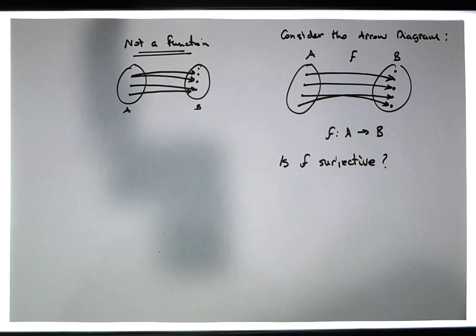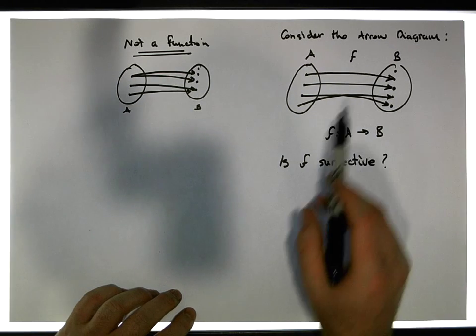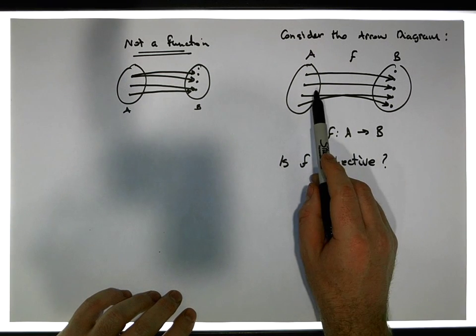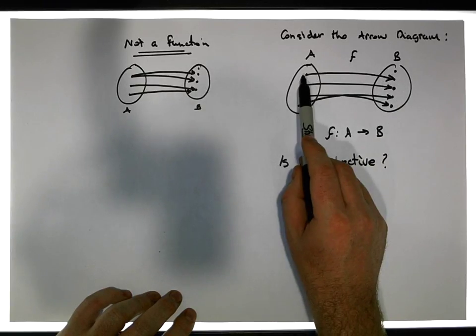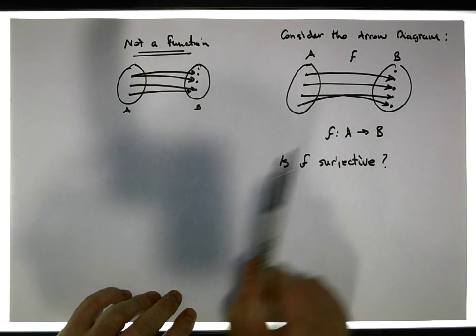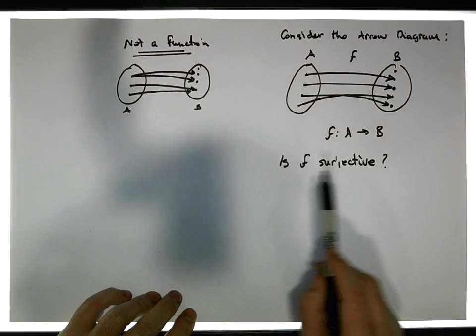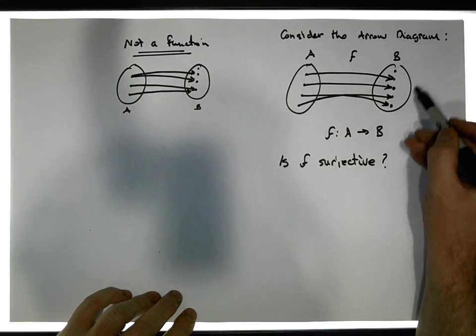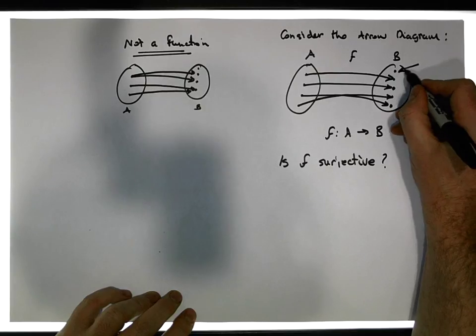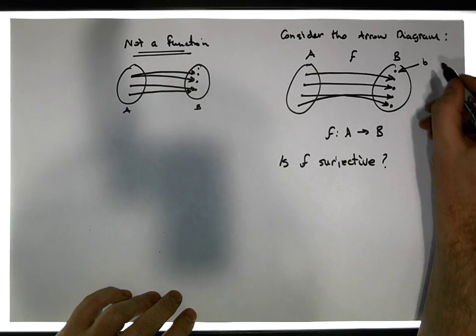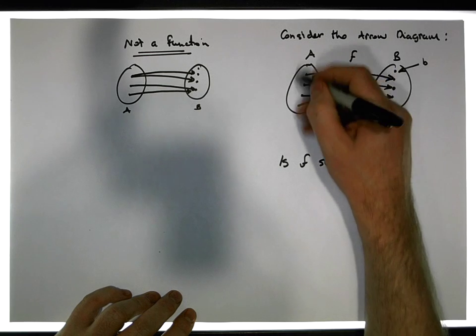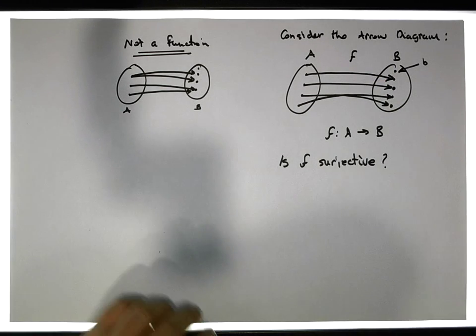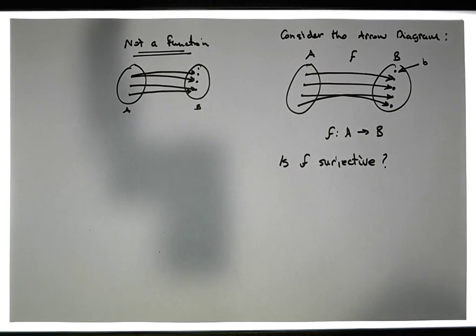So if we look at this particular function here, we can see that it is a function, because every value in A is mapped into B, and also we don't have double arrows leaving any points over here in A. But is it surjective? Well, this particular B value has no A value that's mapped into it, so we can never find a value in A that's mapped into it. So this function by definition is not surjective.